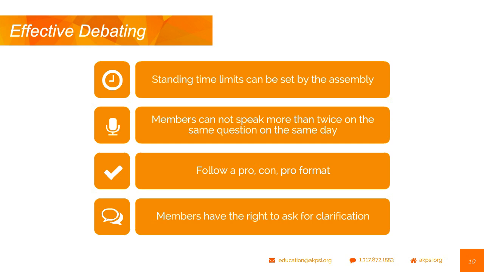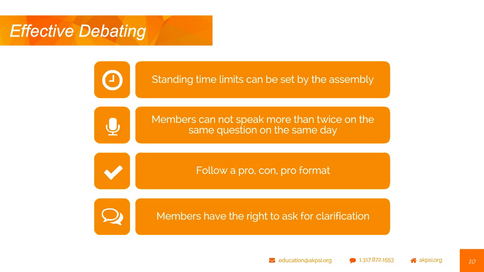Okay, so the third thing about debate. The second thing we talked about was number of speeches. No member can speak more than twice to the same question on the same day. The second time can only happen after all who wish to speak have gotten a chance to speak. So during a debate, if a person wants to talk more than once, they have to wait.